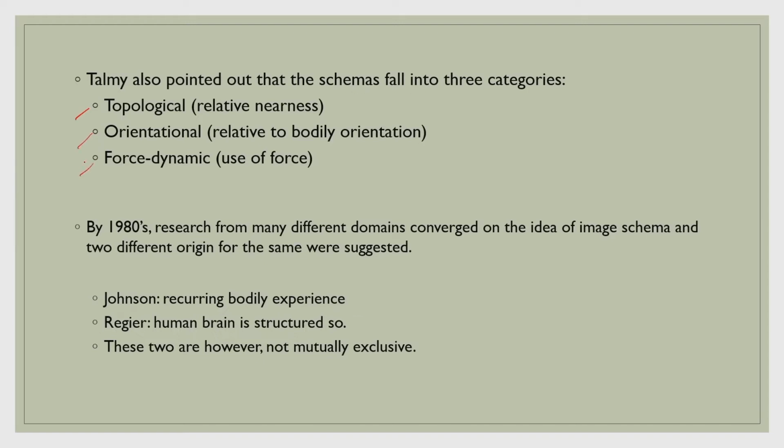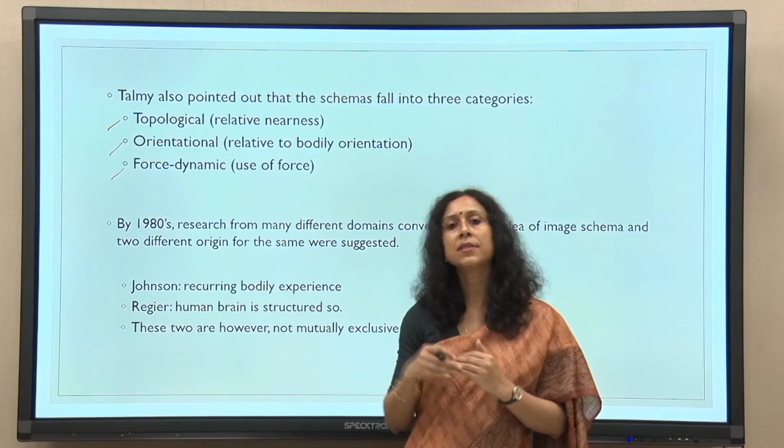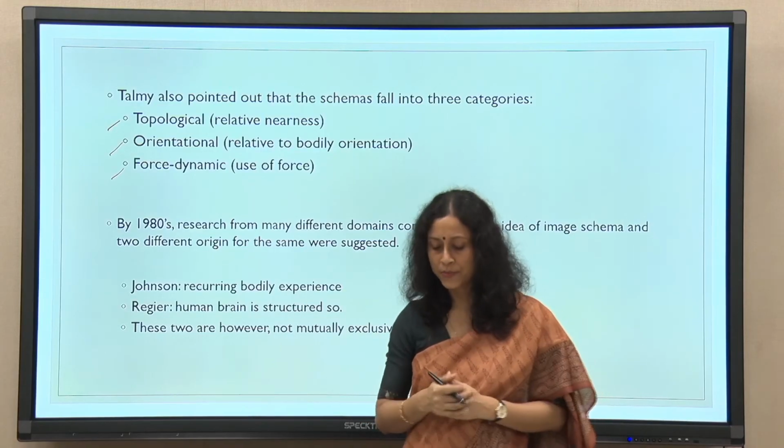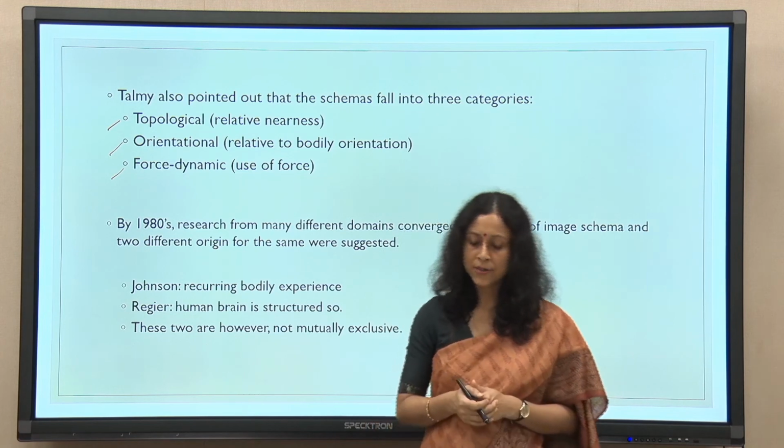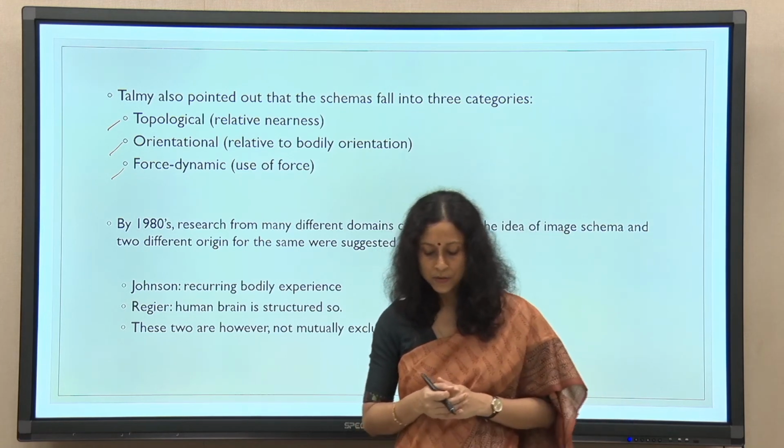There is a topological aspect to it, there is an orientational aspect, and there is a force dynamic aspect. So, what is the topological aspect? Topological aspect is the relative nearness, like on, above and so on, the kind of arrangement that you have. Orientational aspect is typically relative to the body orientation. So, we typically talk about things being above and below, to the right, to the left, in front of, behind and so on. These are more often than not dependent on the bodily orientation, which we sometimes superimpose on another object, by which we give rise to different kinds of frames of reference, which we will see later.